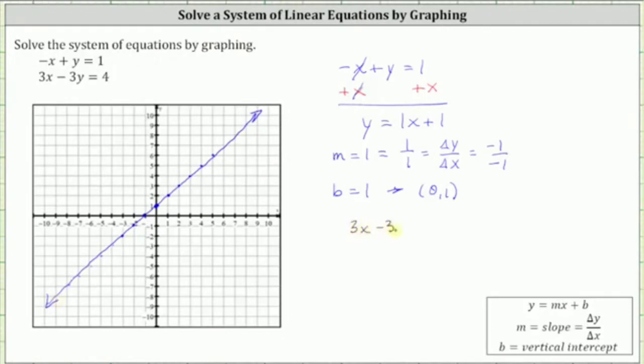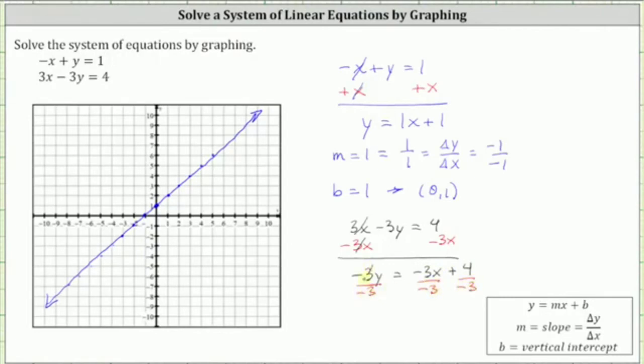and now let's work on graphing the second line, given by the equation 3x minus 3y equals 4. And let's go ahead and solve this for y, so we begin by subtracting 3x on both sides. Simplifying, we have negative 3y is equal to, let's write the right side as negative 3x plus 4. And now to solve for y, we divide both sides by negative 3. I'm going to divide every term by negative 3.